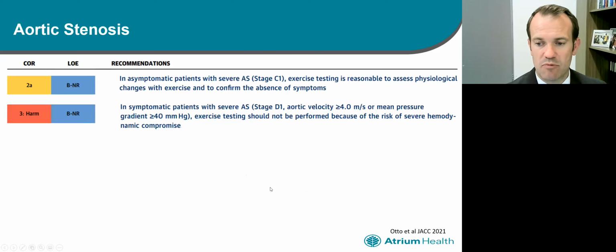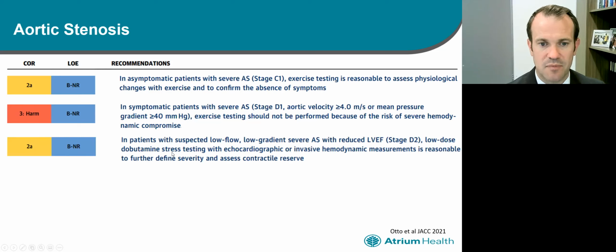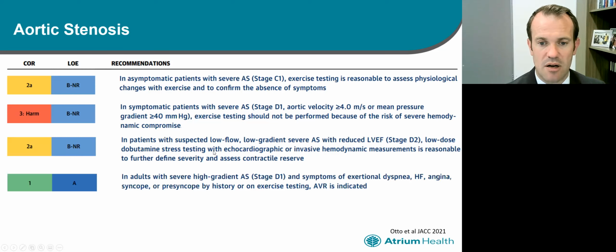As you know, there have been recent guidelines published in 2021 looking at the management of valve disease. And we can see that exercise testing in asymptomatic patients with severe AS has a 2A indication. But if the patient is symptomatic, this is a 3, can cause harm. If the patient is symptomatic, severe aortic stenosis, we should not stress them. If they have low flow, low gradient AS, we should consider a dobutamine stress echocardiogram.